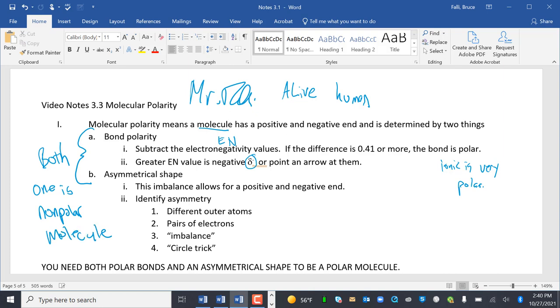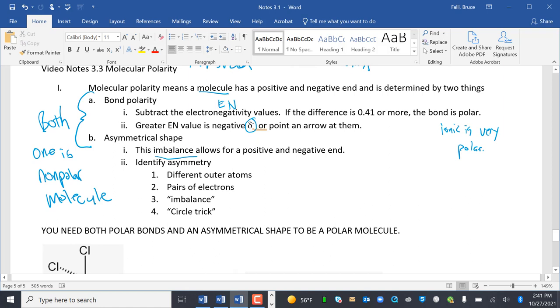Okay. So, an asymmetrical shape. In geometry, we talked about symmetry a little bit. Not we, but your geometry teacher did. So, an asymmetrical shape has an imbalance. This imbalance of asymmetry allows for a positive and a negative end.